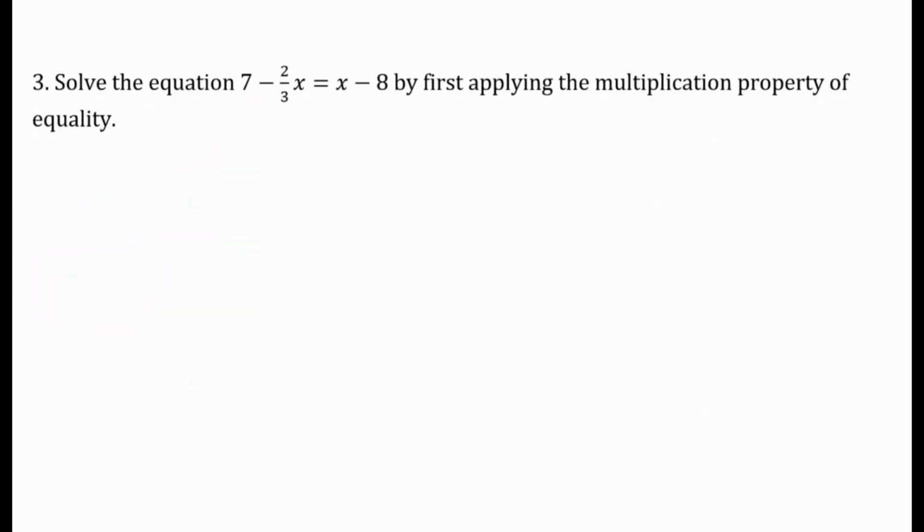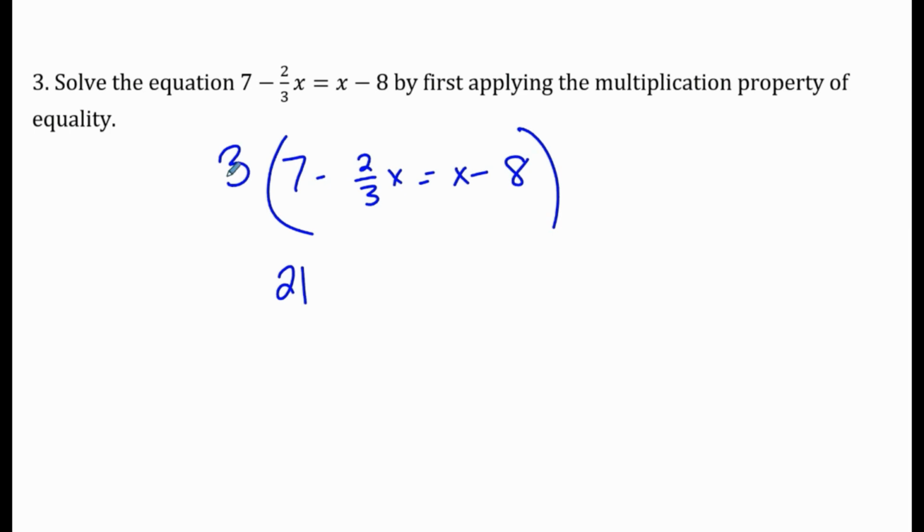So these last three here are just kind of to get us thinking. Solve this equation by first applying the multiplication property of equality. If I'm looking at this equation, 7 minus 2/3 x equals x minus 8, I can solve this like I solved the other ones, but if I have a denominator of 3 with a 2/3 x there, I'm going to scale this entire equation up by 3. I'm going to multiply each term by 3. 3 times 7 is 21. 3 times 2/3, well, I multiplied by 3 to get rid of that denominator of 3. 6/3 is really 2, equals 3x minus 24.